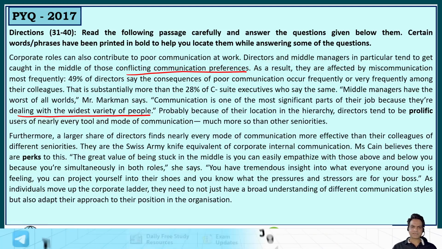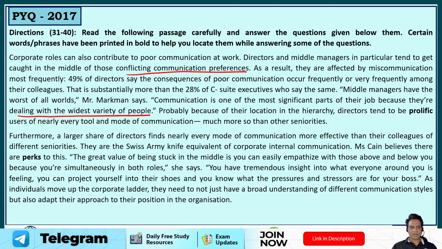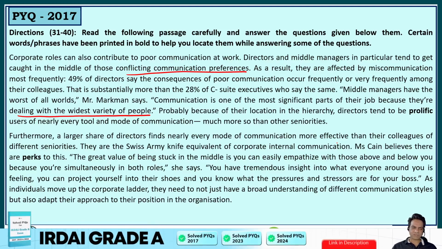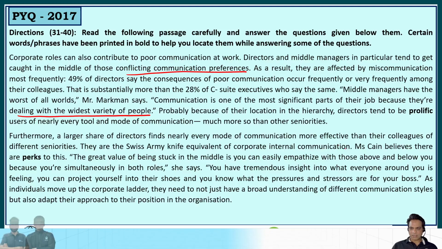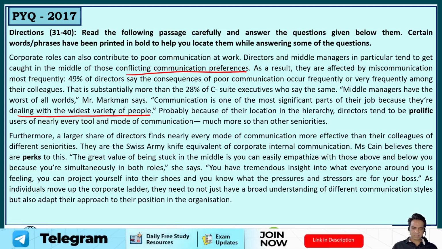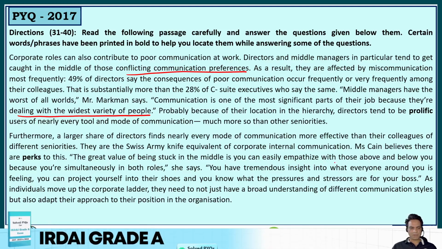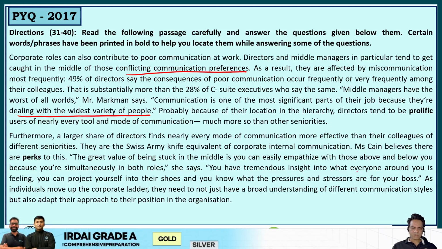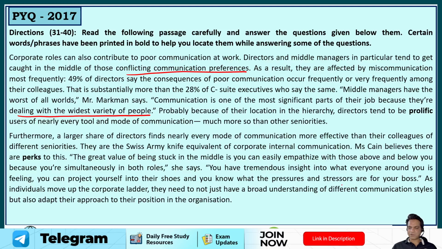So it's talking about conflicting communication preferences. Furthermore, a larger share of directors finds nearly every mode of communication more effective than their colleagues of different seniorities. They are the Swiss Army knife equivalent of corporate internal communication. Miss Kane believes there are benefits to this. The great value of being stuck in the middle is you can easily empathize with those above and below you because you are simultaneously in both roles. She says you have tremendous insight into what everyone around you is feeling. You can project yourself into their shoes, and you know what the pressures and stressors are for your boss.